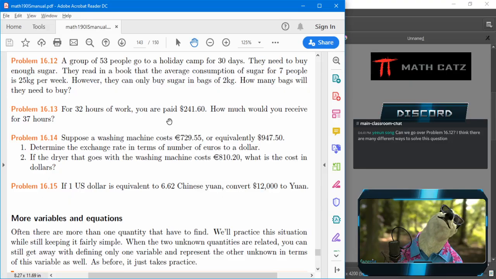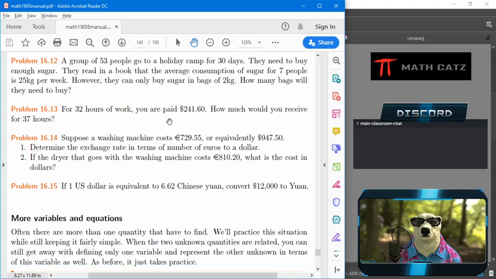A group of 53 people go to a holiday camp for 30 days. They need to buy enough sugar. They read in the book that the average consumption of sugar for 7 people is 25 kilograms a week. However, they can only buy sugar in bags of 2 kilograms. How many bags will they need to buy?